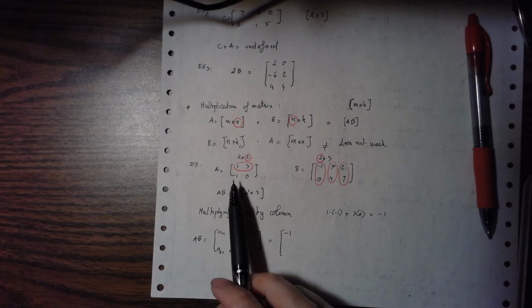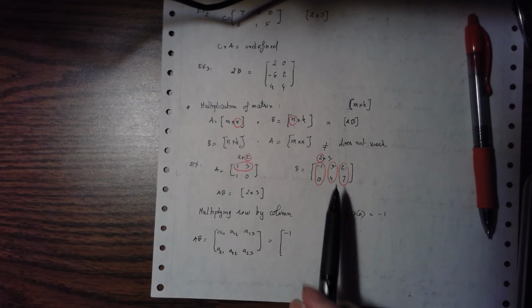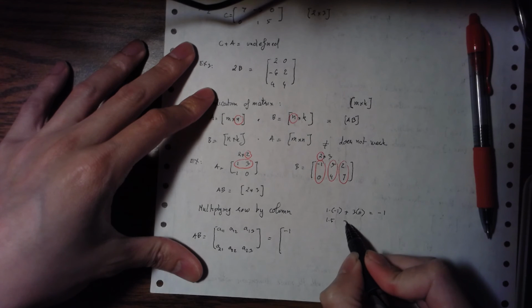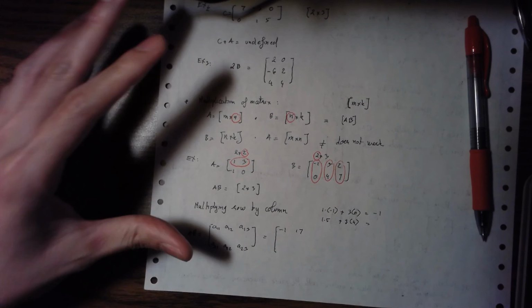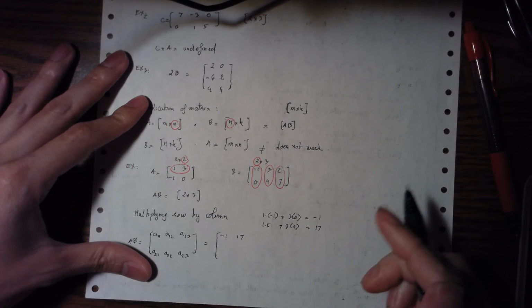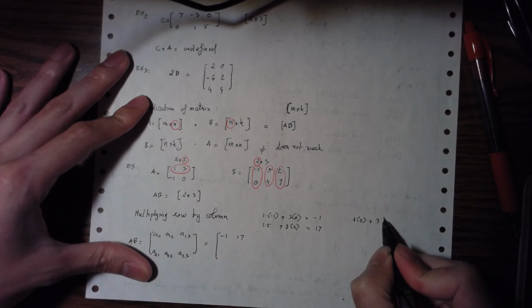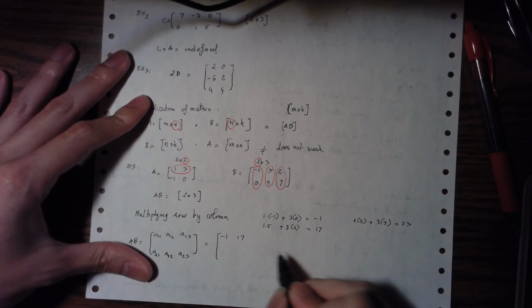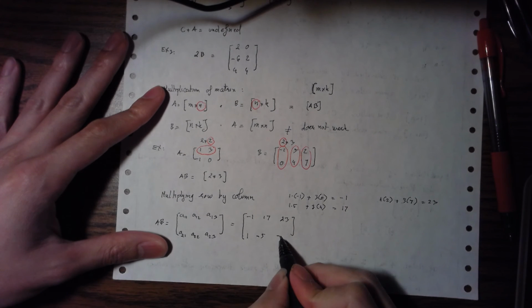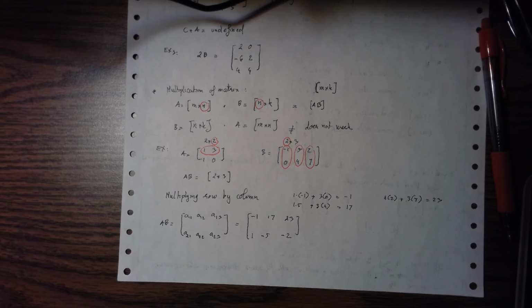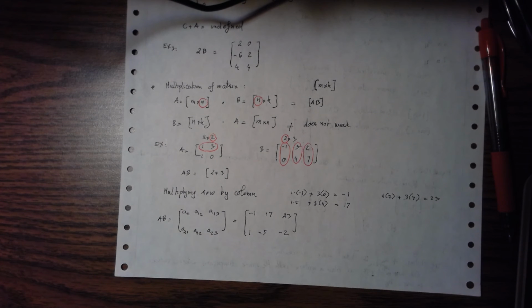How about A12? Follow the same pattern. 1 times 5 plus 3 times 4, which is 17. Then 1 times 2 plus 3 times 7 gives you 23. And you do the same for the second row, and you will have 1, -5, -2. So the product of matrices A and B will be the new matrix: -1, 17, 23, 1, -5, -2.